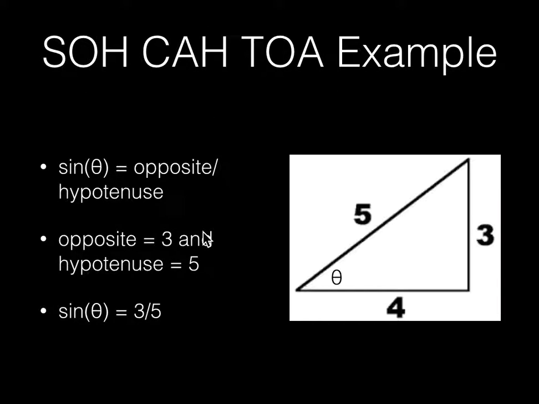So let's give you guys an example. If this angle is our theta right here, and this is our right angle right here, what is the sine theta? So you can pause and think about that. So sine is just opposite over hypotenuse, which is going to be 3 over 5. So what about the cosine? Cosine's just adjacent over hypotenuse, which is 4 over 5. And tangent is just opposite over adjacent, which is 3 over 4.